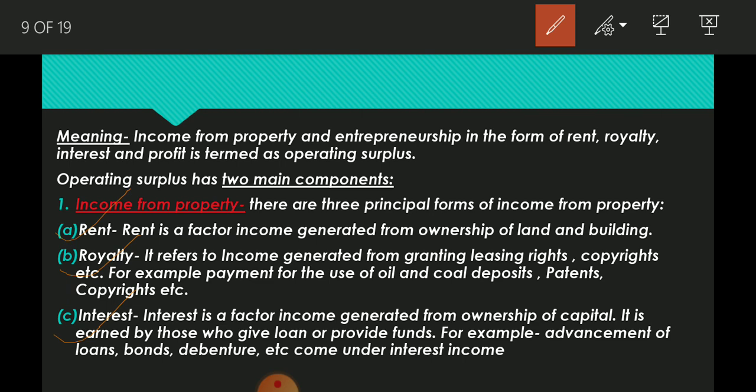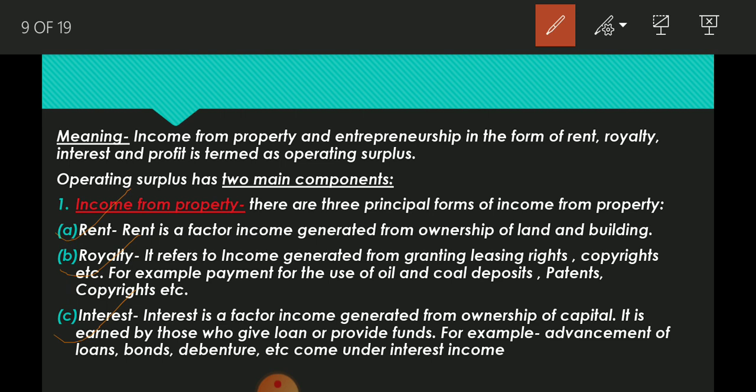Okay, rent is clear. If you have an extra room and you give it to a student, whatever money is given is considered as rent. Royalty: suppose there is a firm producing something. If Dabur has given authority to use their trademark, whatever money is given in return is considered as a royalty. So royalty is income generated from guarantee, lease right or copyright, etc.